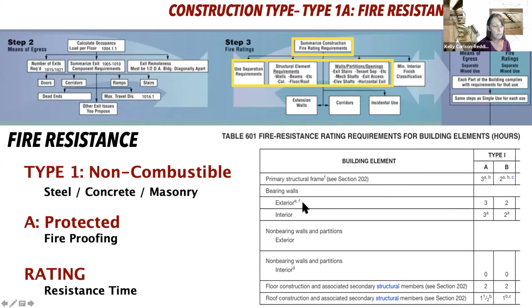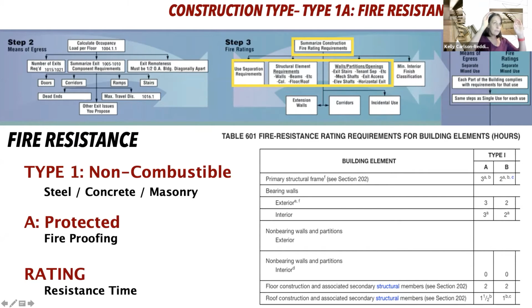My bearing walls, if they're exterior, need 3 hours. If I have interior bearing walls, 3 hours. So all of my structure needs 3 hours, okay? Non-bearing interior partitions and walls, 0. Don't have to worry about exactly what they're going to be. But my floor construction, I don't want my floor collapsing very quickly at all. So I need 2 hours, my roof construction, 1.5 hours.